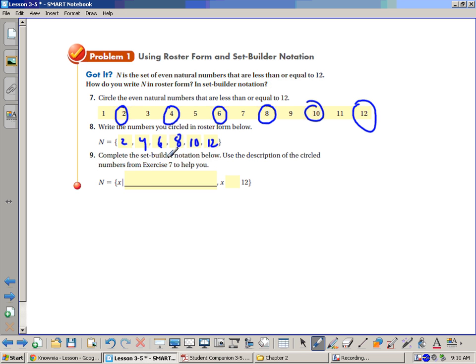So to put that in set builder notation, we would have to explain what the set is that we're dealing with. And we're going to be dealing with even natural numbers. So the even natural numbers, and we're going to have x be less than or equal to 12. So when you're doing the set builder form, you first have to describe what we want x to be. We want them to be even and natural, and we want them to be less than or equal to 12. So that's the set builder form.